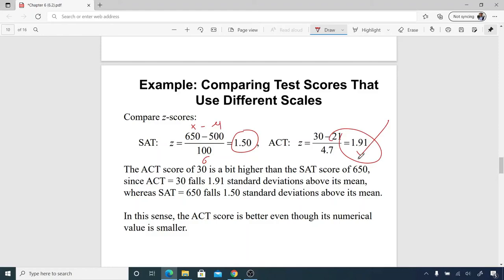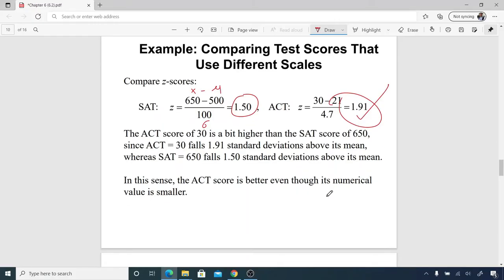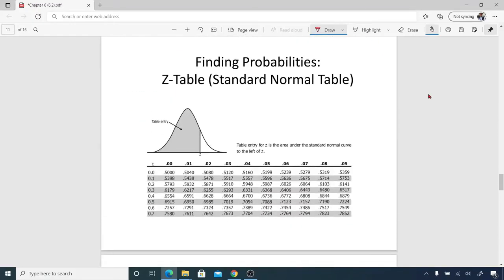So that gives me the Z score for the ACT. This is higher than this. That means the ACT score is better, even though its numerical value is smaller. Right here I have 30 and 21, and you are talking about 650 and the mean 500. But looking at these standard scores, we are able to compare. So the ACT score is better in this case.